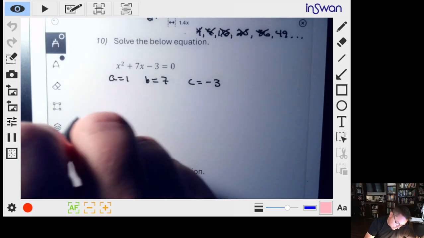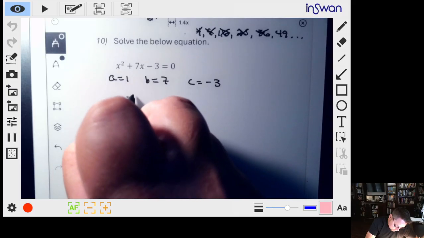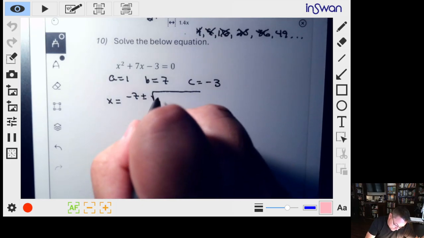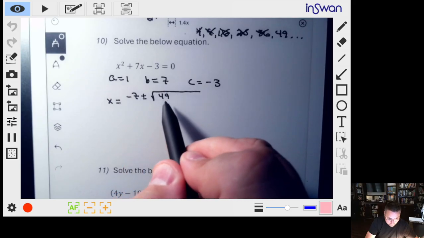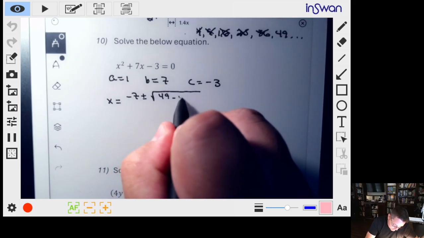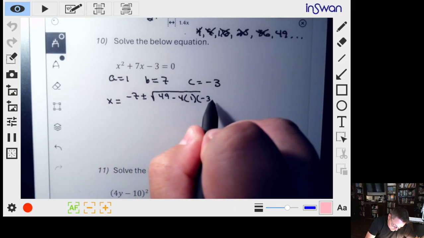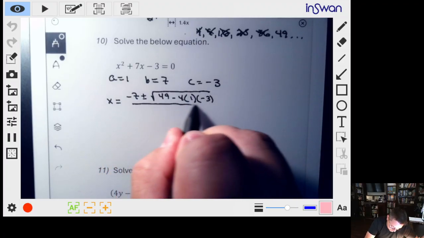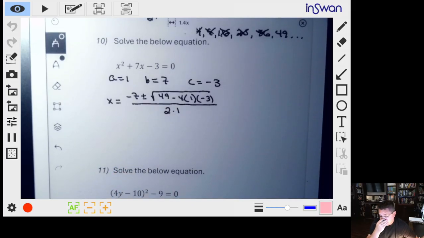Okay, so we're going to go ahead and plug these into the quadratic formula. So negative b plus or minus the square root of b squared minus 4 times a times c, all over 2 times a, like that.